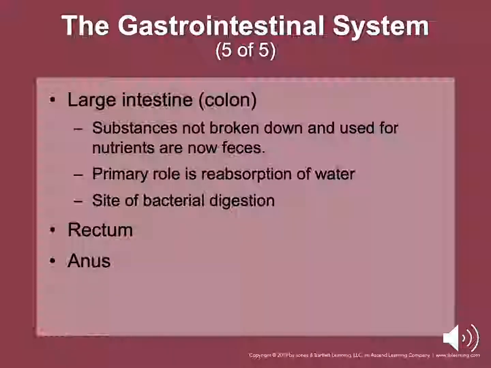The large intestine includes the colon, where substances not broken down become water products or feces. The primary role is to complete the reabsorption of water and solidify the digested material. Bacterial digestion helps finish the breakdown of chyme and produces gas as a byproduct. Attached to the last portion of the colon is the rectum. The colon terminates at the anus, where feces are expelled from the body.